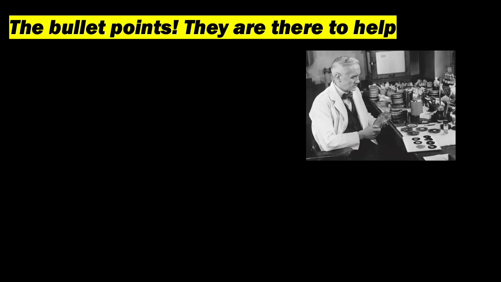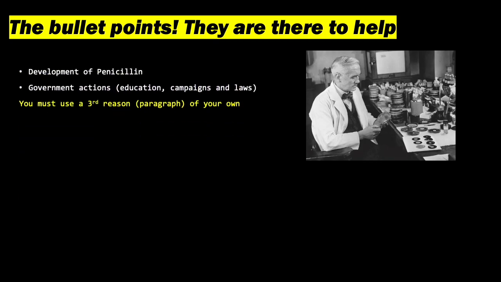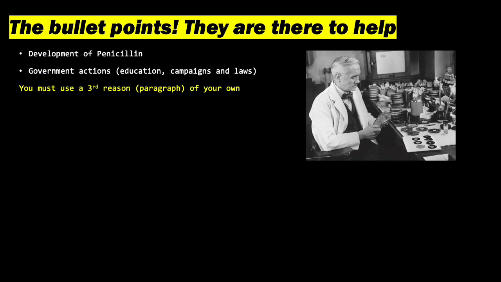to help you out. They are there to help. I mean, you don't need to use them, but in this case, I certainly would think about using them, okay? So they offered us today, or in your mock exam, the development of penicillin as a paragraph. So that's Fleming's discovery. And they offered the second bullet point with the government actions, so education, campaigns and laws. So that's quite an open paragraph, quite a lot you could say in that one for sure. And then you have to use a third reason or third paragraph of your own.